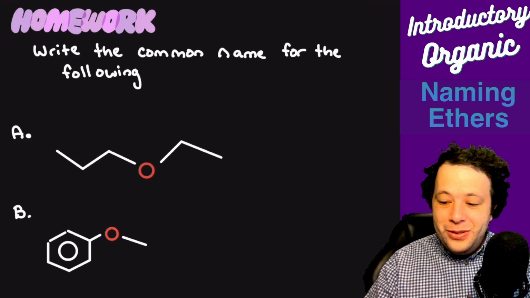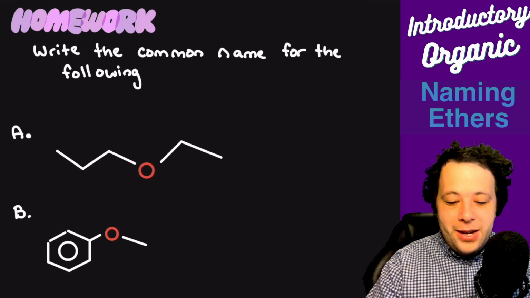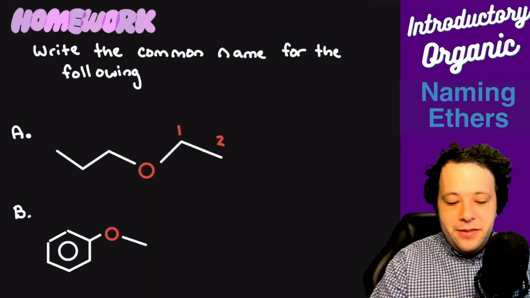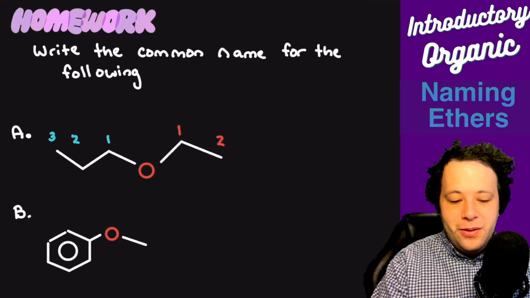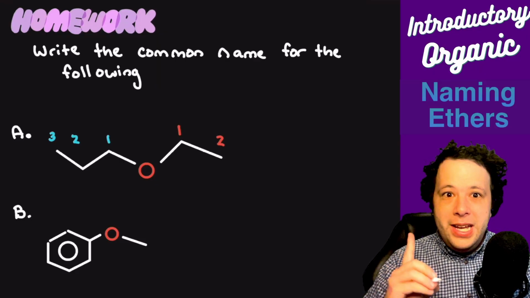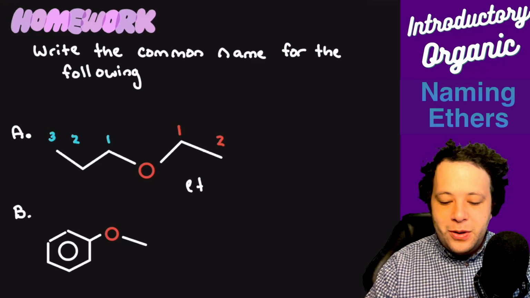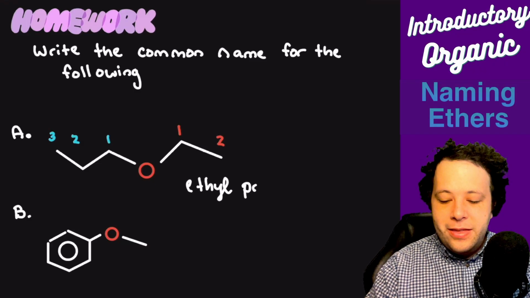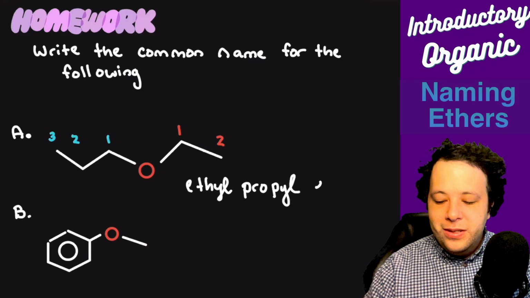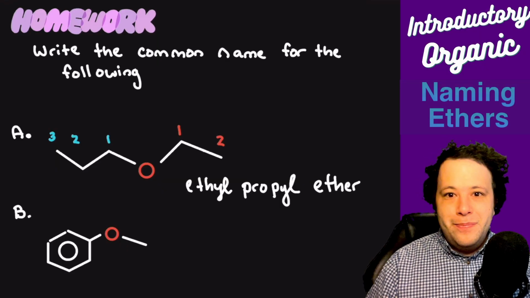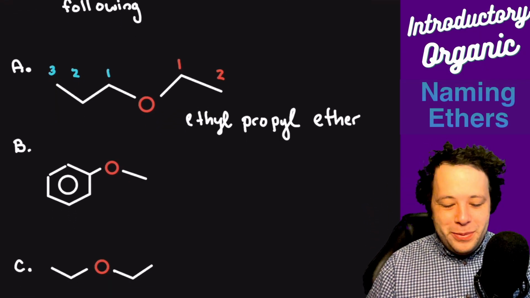Okay, so we're going to do the same thing. We're going to be counting our 2 sides. So I can see I have 2 carbons on the right, and then I have 3 on the left. So we have an ethyl and a propyl. Ethyl is going to come first alphabetically. So it would be ethyl propyl ether. Do our common name. It's not too bad, right? That's a little bit quicker.